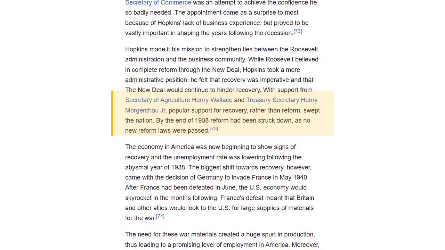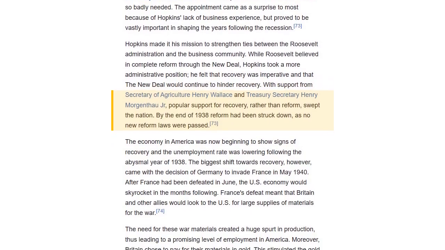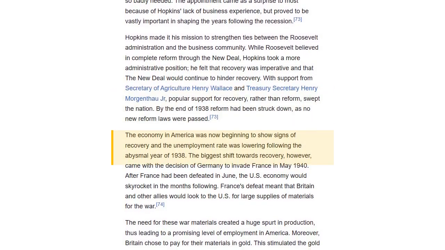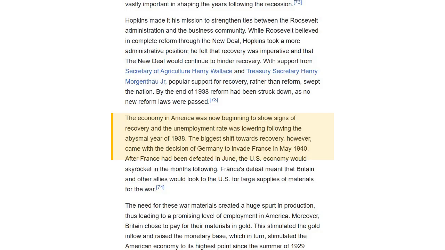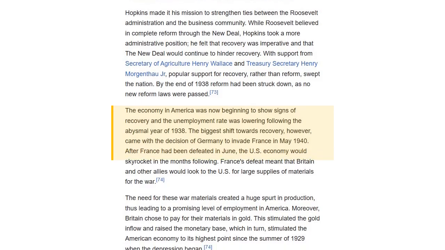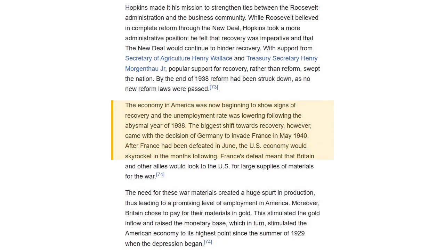By the end of 1938, reform had been struck down, as no new reform laws were passed. The economy in America was now beginning to show signs of recovery, and the unemployment rate was lowering following the abysmal year of 1938.